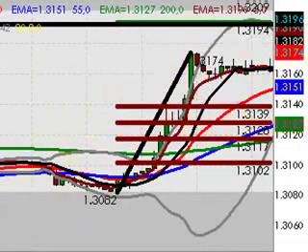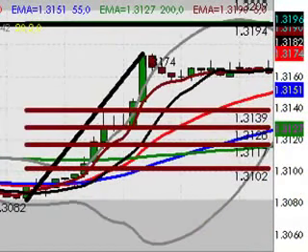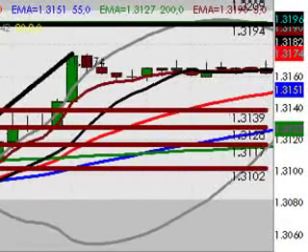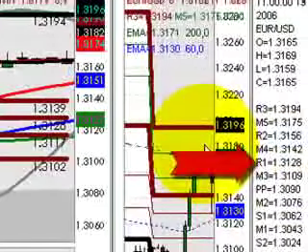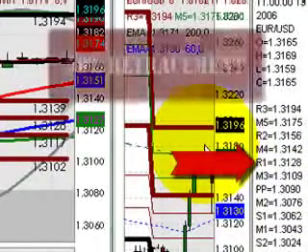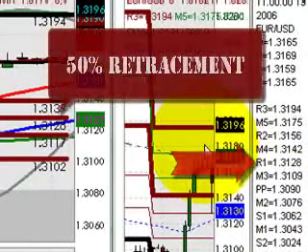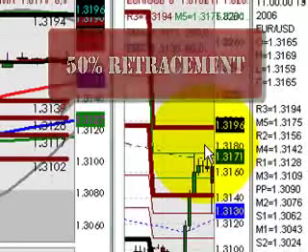So now we have to look for entry possibility. Anything around, let's say, the 50% retracement level, which is, let's see, let me zoom in a little bit. What is that, 28? And you look at the pivots again. R1 is 131.28, and that's also overlapping a 50% retracement level. And it's also a 55 EMA, so that looks good. Let's see what happens.